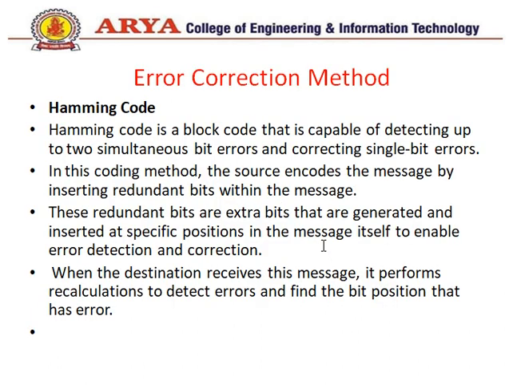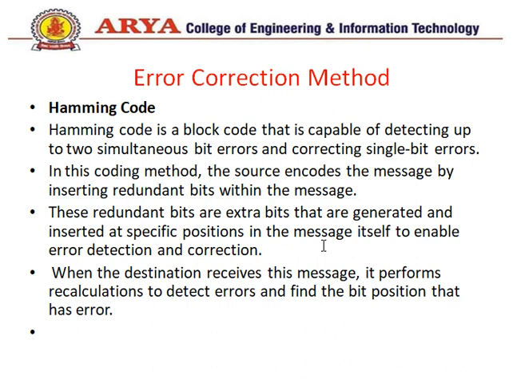Next is the error correction method. Here we will discuss some methods. First is the Hamming code. Hamming code is a block code that is capable of detecting up to two simultaneous bit errors and correcting single-bit errors. In this coding method, the source encodes the message by inserting redundant bits within the message.